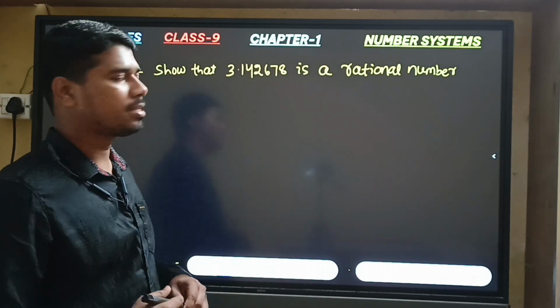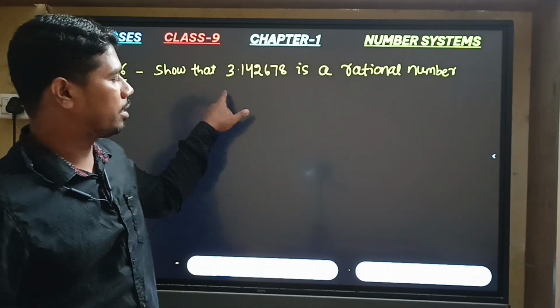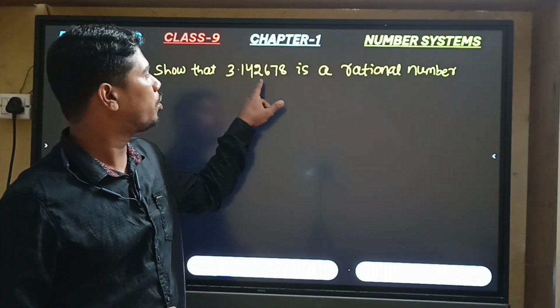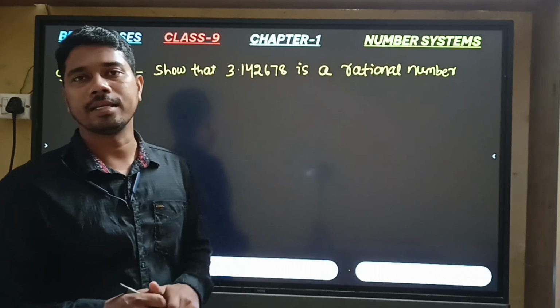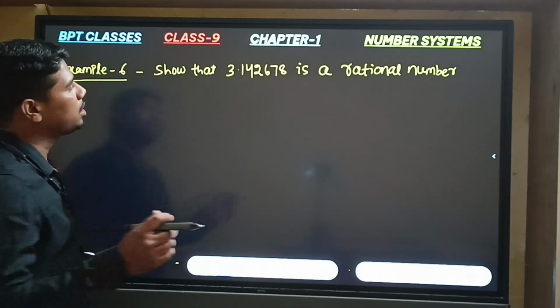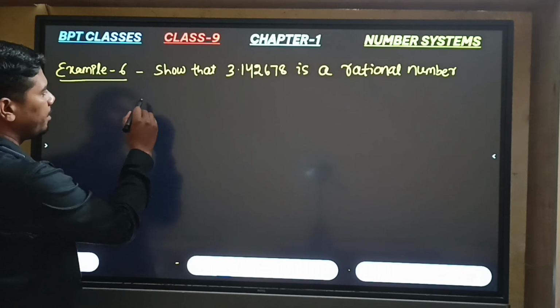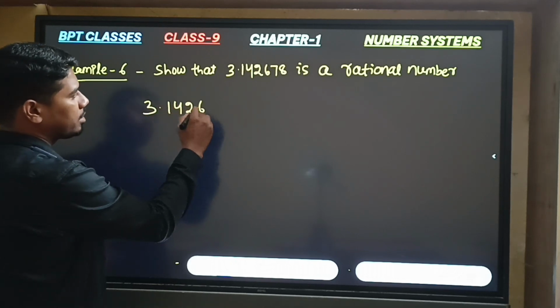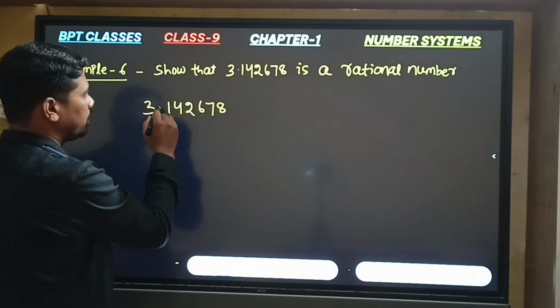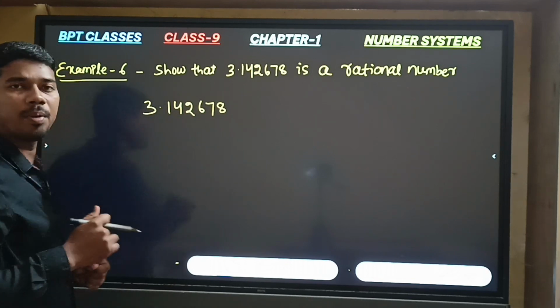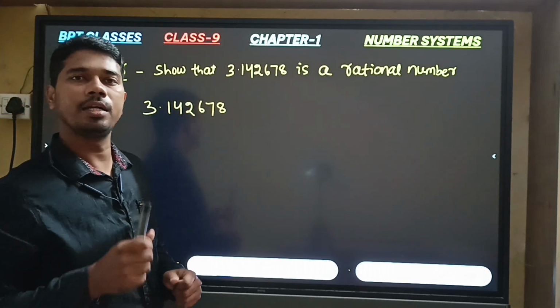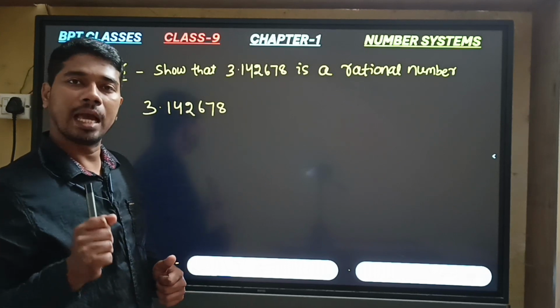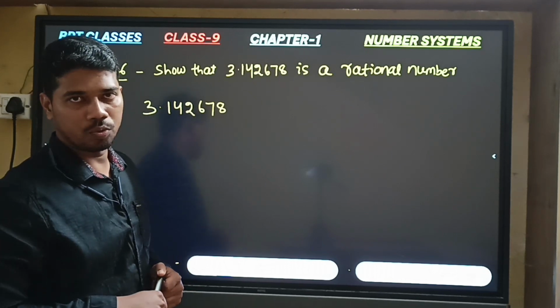Now, example 6. Example 6 is to show that 3.142678 is a rational number. So, how do we write 3.142678 as a rational number? Just tell me, what does rational number mean? We already discussed that it can be written in the form of p by q.